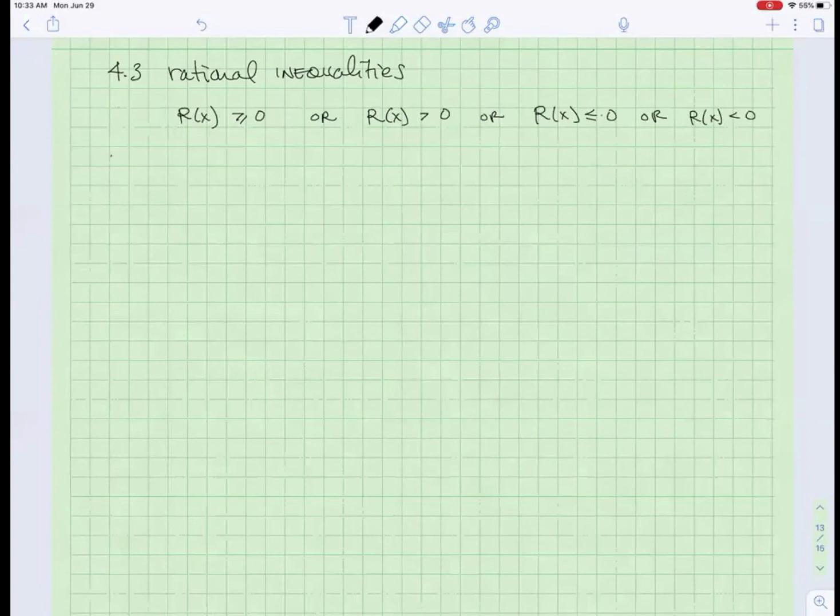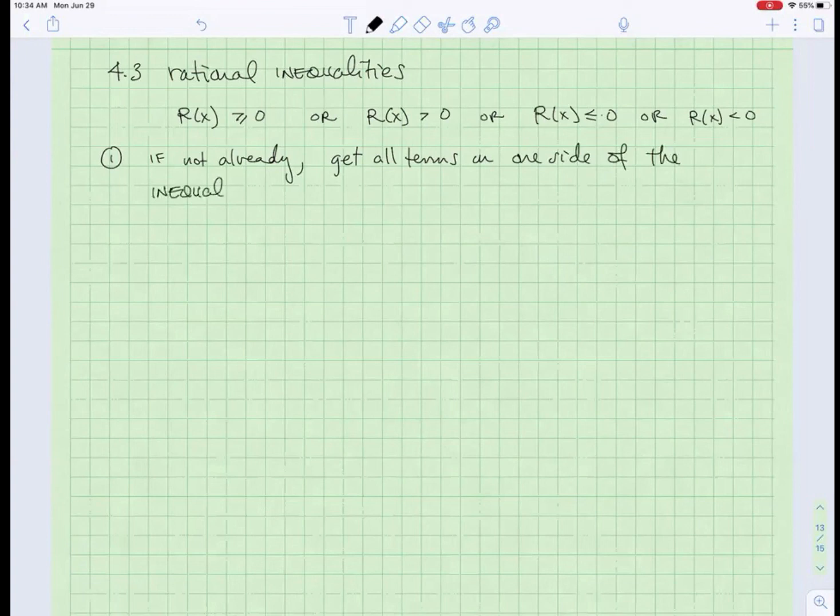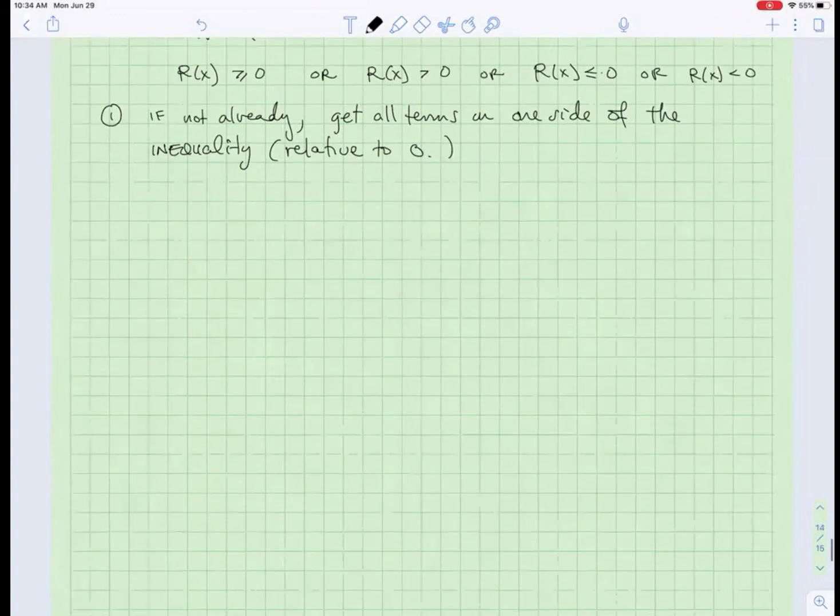So let me lay them out for you. Step number 1, if not already, get all terms on one side of the inequality, so that your inequality is relative to 0. So if you have multiple terms or terms on both sides of the inequality, first thing you want to do is bring all your terms to one side. So get all terms on one side.